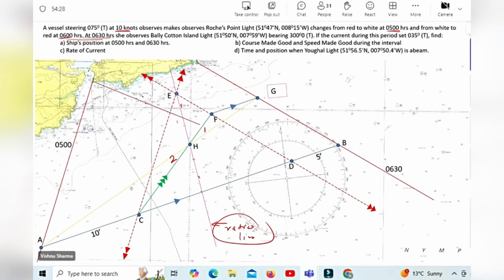So where would the ship be at the time of the second bearing? The vessel at 6 o'clock will be at the intersection of this PL and the ratio line. So this becomes the 6 o'clock fix. This is the first time I have put a circle, guys. Otherwise, they were all points. This is the first time I have put a circle because this is the 6 o'clock fix.